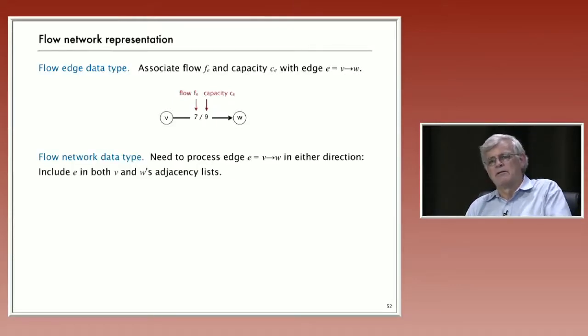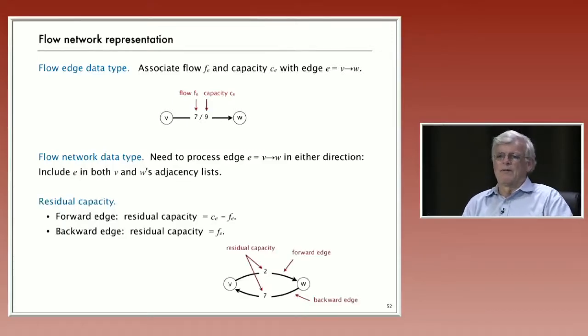And then the flow network, since we're going to go through edges in the wrong direction, we're going to have to put every flow edge, kind of like an undirected graph, in both adjacency lists. And then we're going to test which direction we're going through an edge. It's kind of like using an undirected graph, but the flow network has to have edges in both places so it can do backward edges.